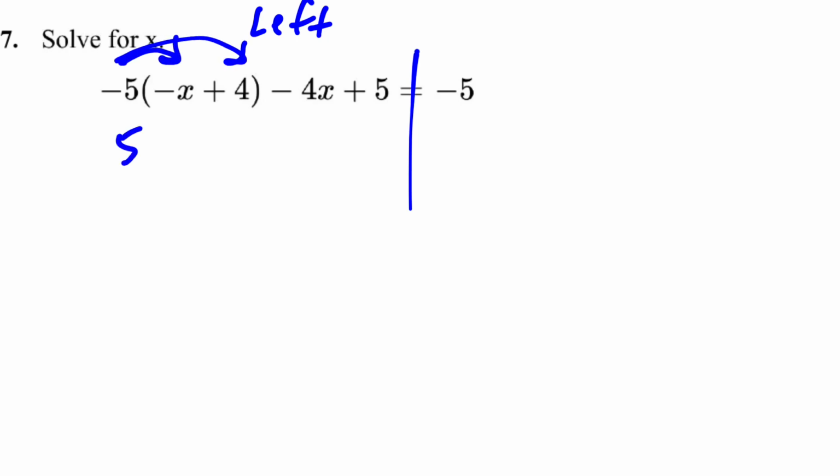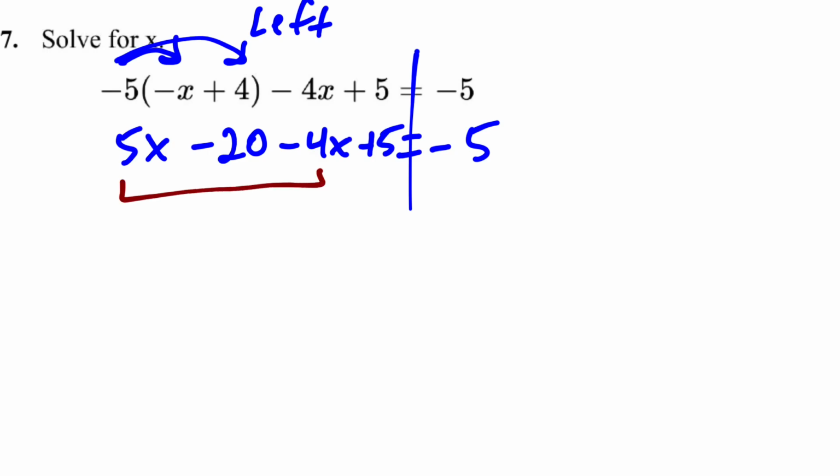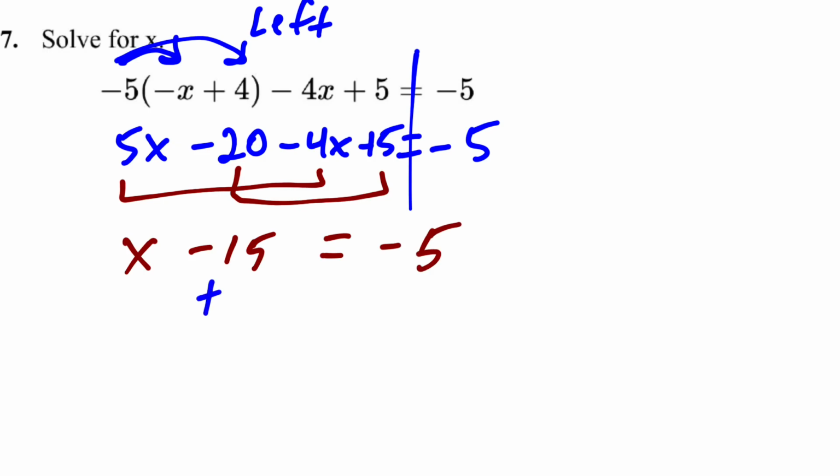So here, this becomes 5x minus 20 minus 4x plus 5 is equal to negative 5. After distributing, everything else just carries down. I combine like terms on the left wherever I can. This gives me x. When I combine the numbers, that gives me minus 15. And then there's only one step left. Add 15 to both sides, and I get x is equal to 10.